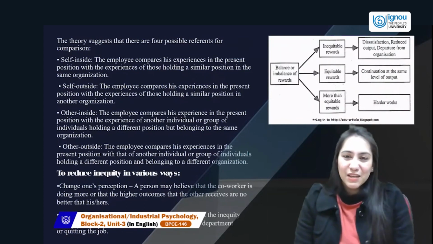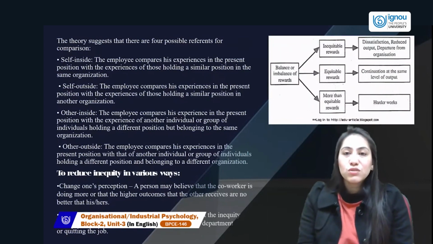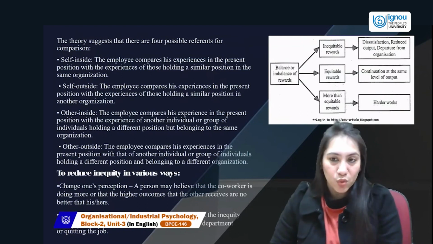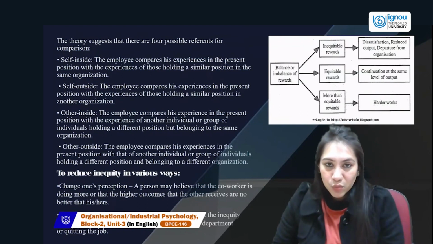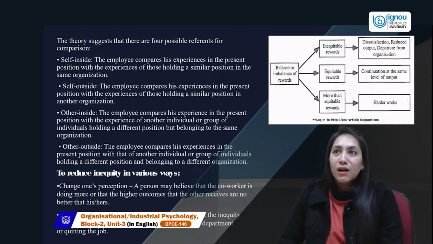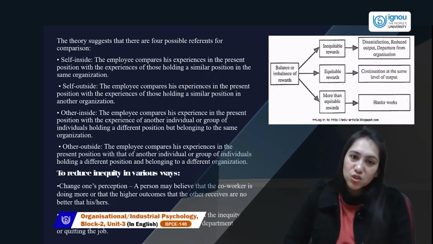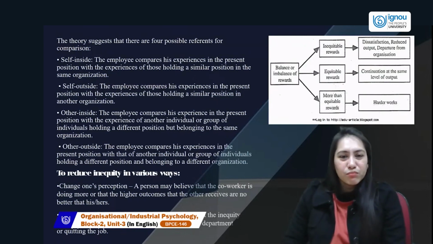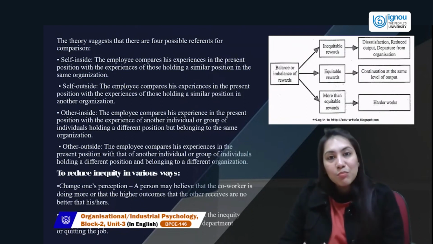Now, this also tells us about some level of inequity that happens in terms of rewards. So what are inequitable rewards? What do they look like? When you get a reward that is not fitting, you feel dissatisfied, you feel neglected, and you probably don't want to do this. So that's reduced output. Then departure from the organization is quitting the job.